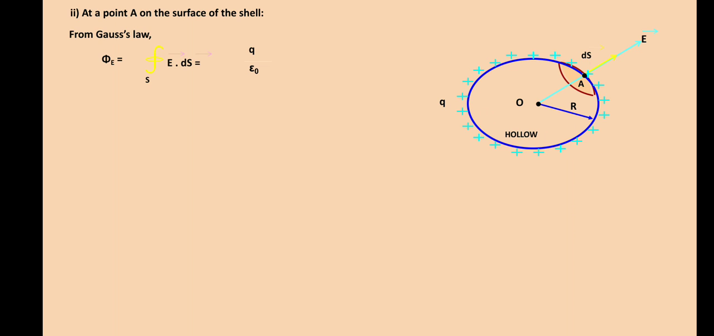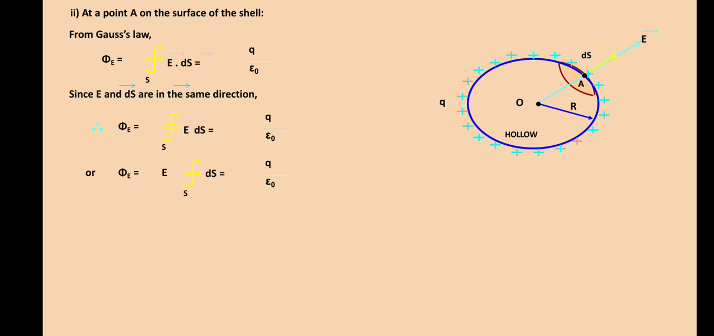From Gauss law, the flux through this hollow sphere will be the integration over a closed surface of E vector dot dS vector, which is equal to q by epsilon naught. Now since the E vector and dS vector are in the same direction, theta will become 0 and cos 0 will become 1. So we will get the magnitude of the flux: integration over a closed surface E dS is equal to q by epsilon naught.